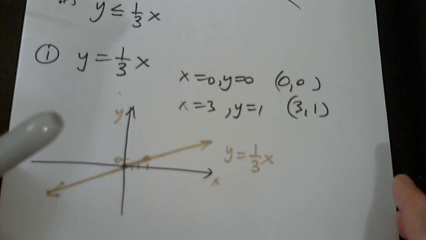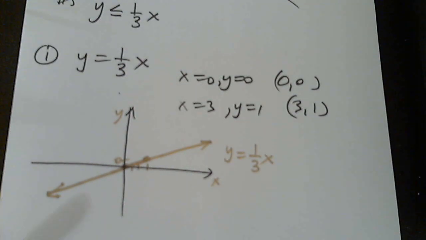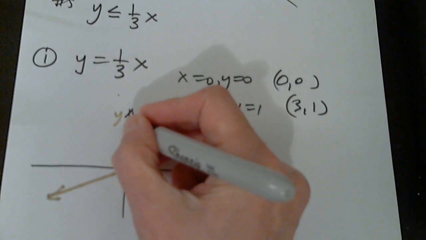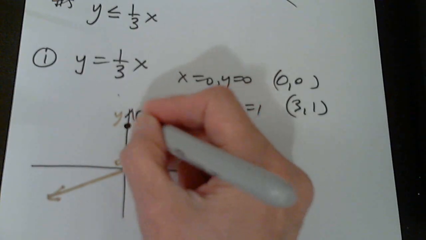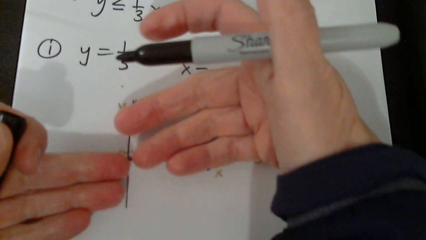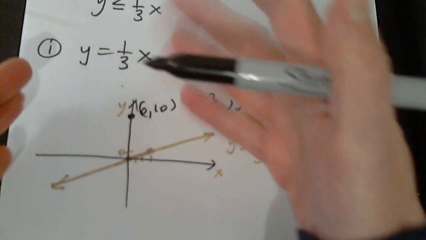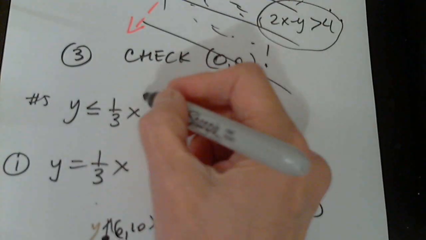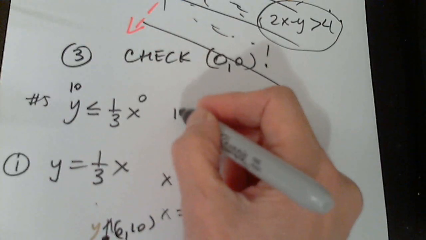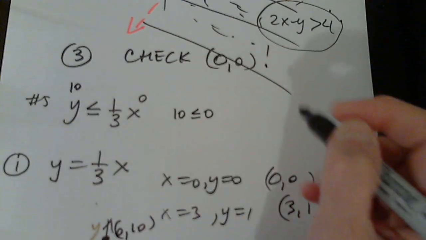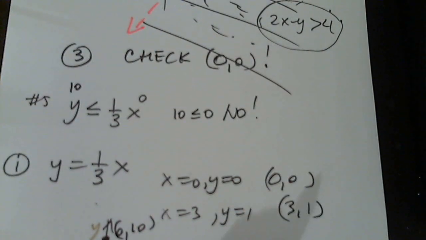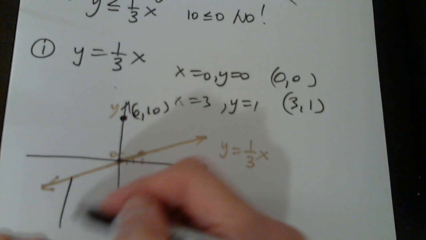Okay, so now I have to use any point I like. I like this point, 0, 10. And I'm checking the region above. Okay, 0, 10. Is 10 less than or equal to 0? No. So I have to choose the opposite.